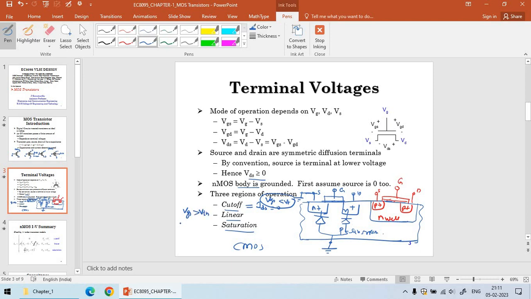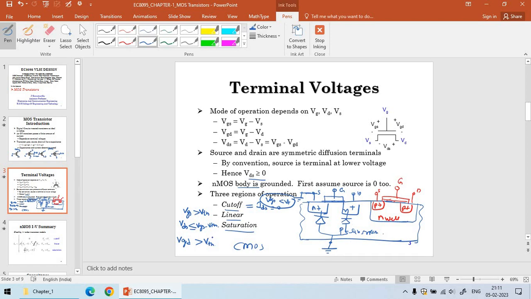If you go for linear region, I could write VGS greater than VTN, the threshold voltage of the N device, and the other condition is VDS should be less than or equal to VGS minus VTN. The other way I could represent this is VGD greater than VTN.